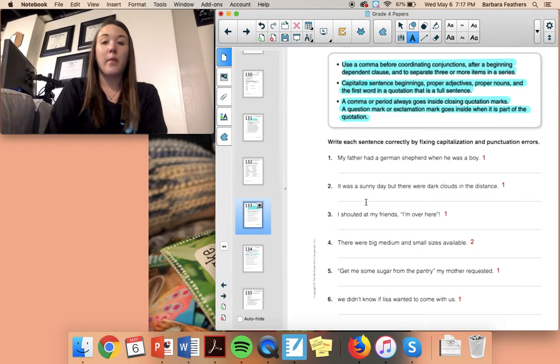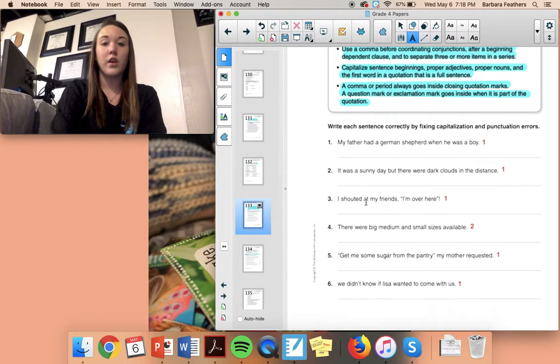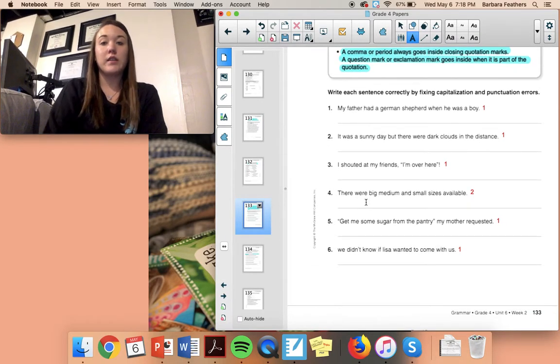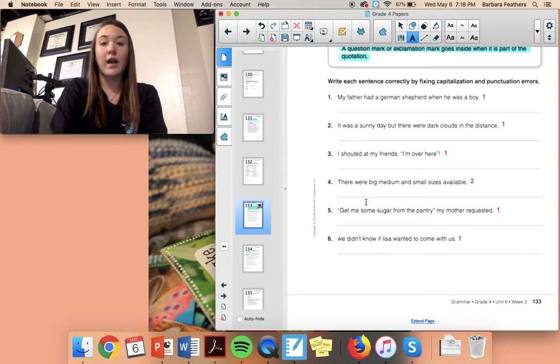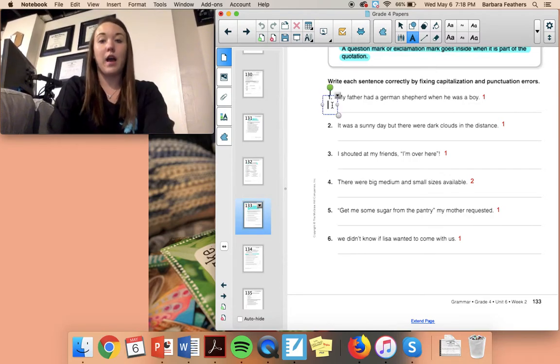Finally, a comma or period also always goes inside closing quotation marks. A question mark or exclamation mark goes inside when it is part of a quotation. The directions state to write each sentence by correcting the capitalization and punctuation errors. Number 1 says, my father had a German Shepherd when he was a boy. I gave you a hint that there is one mistake. It is with the word German. German is a proper adjective, so it needs to be capitalized.